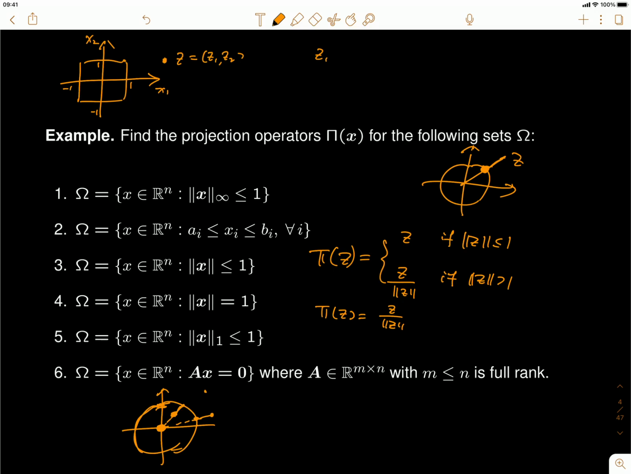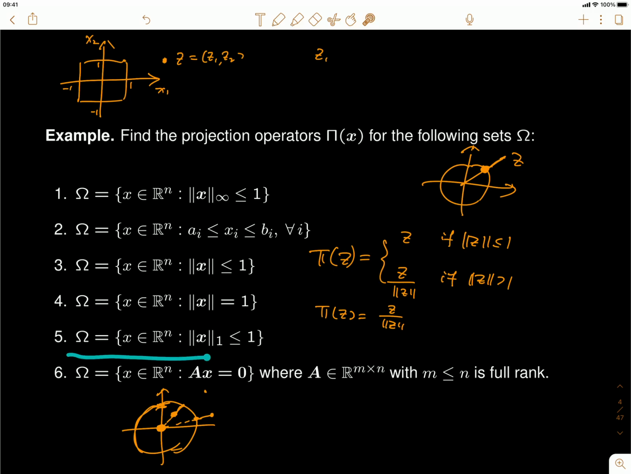We could have more than one. The projection point could be more than one, or could be even a set of points. And this is exactly the same situation: projecting the origin to the circle, all the points on the circle are projection points. Okay, so this is the fourth example.